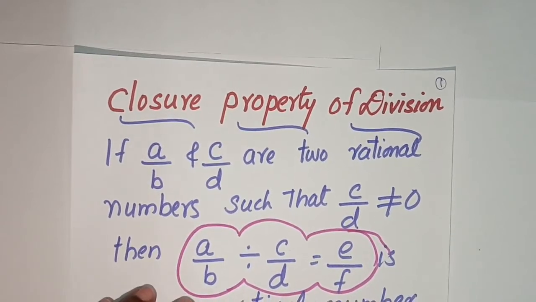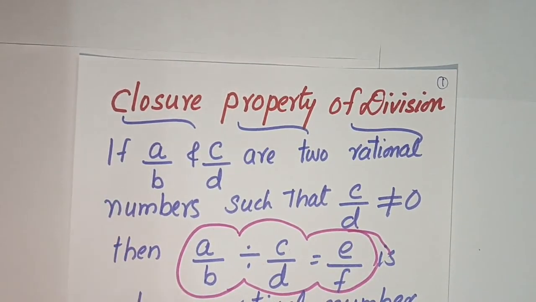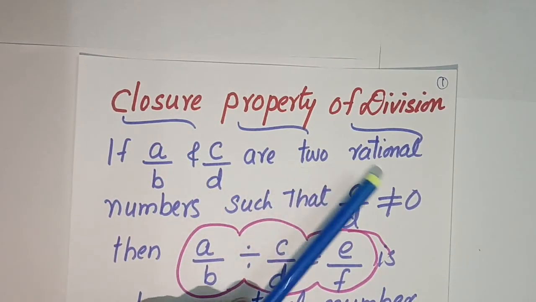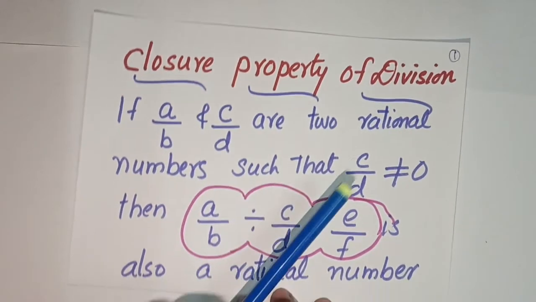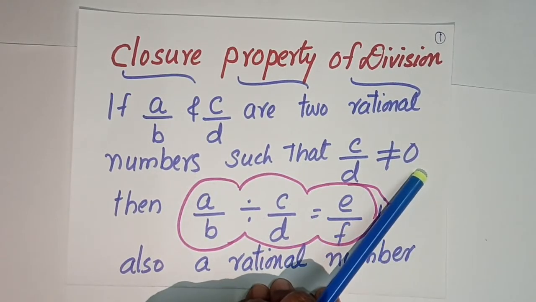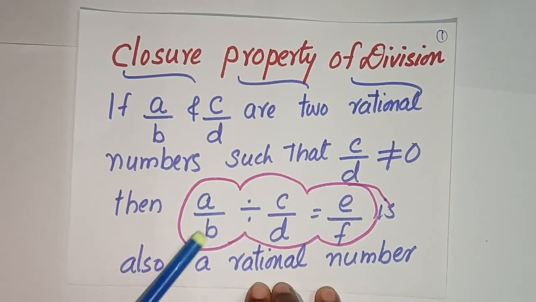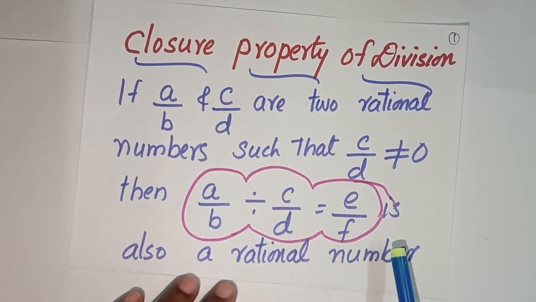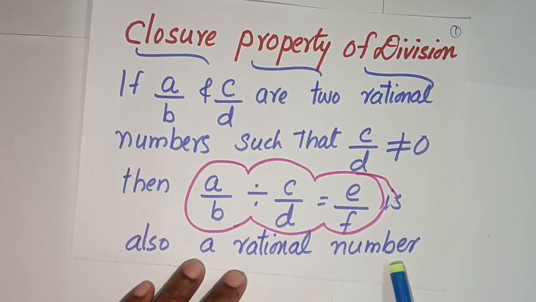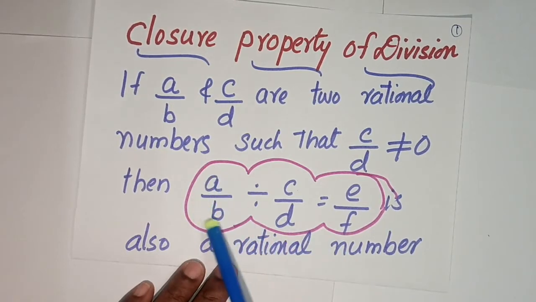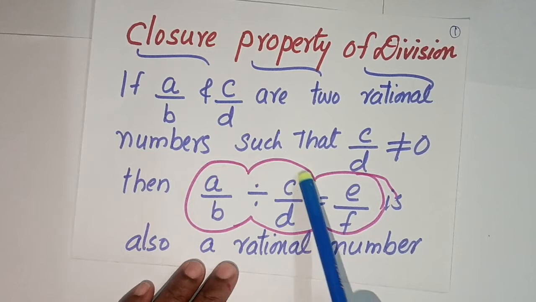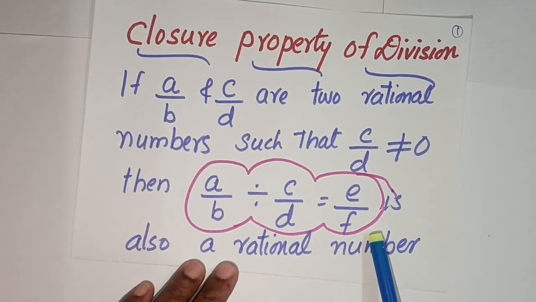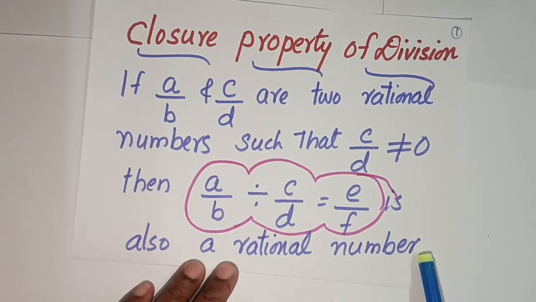Closure property of division states that if a upon b and c upon d are two rational numbers such that c by d is not equal to 0, then a upon b divided by c upon d is equal to e upon f, which is also a rational number. That is, if you divide one rational number by a non-zero rational number c upon d, the answer that you get, which is called the quotient, will be a rational number.